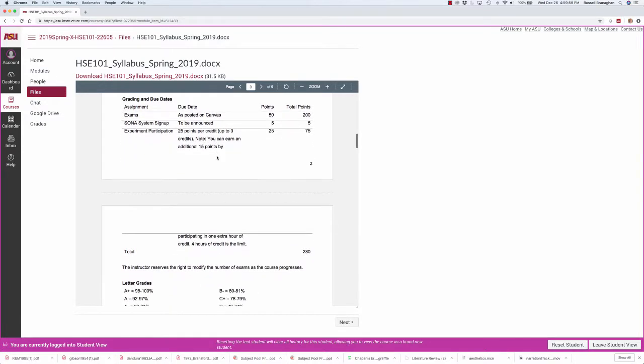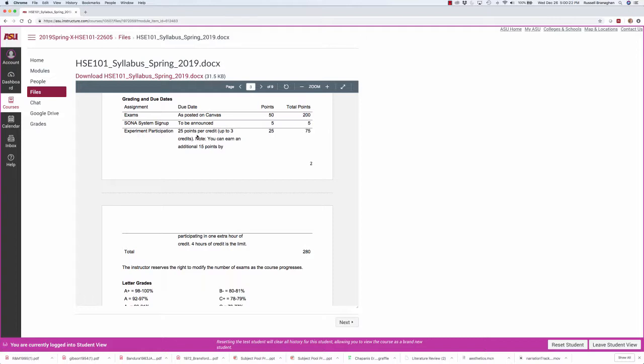So here's the way grading works. There's really sort of three components. There's those exams that we just described. There's 4 of them, and those will be worth 50 points each for a total of 200 points. Then there is research participation. That is, you're required to participate in 3 experiments or write 3 papers.